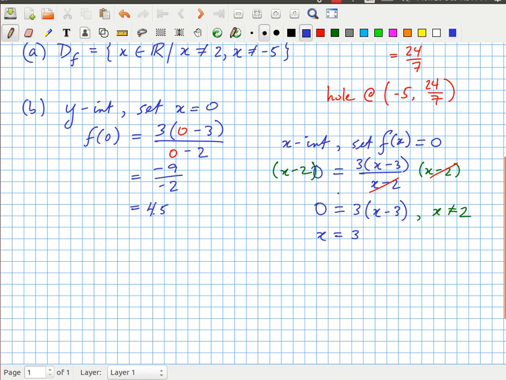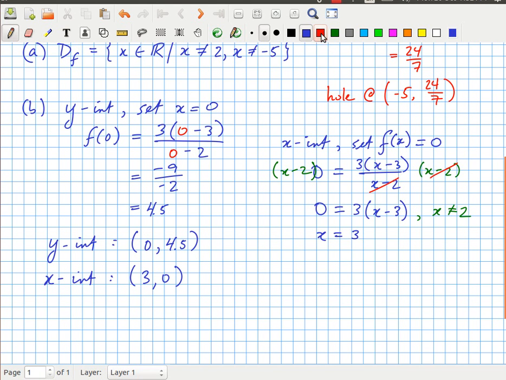Now remember, these are intercepts. Just to summarize, my y-intercept is a single point, where x equals 0, so this is the point (0, 4.5). My x-intercept is also a point, where x is equal to 3 and y is equal to 0.